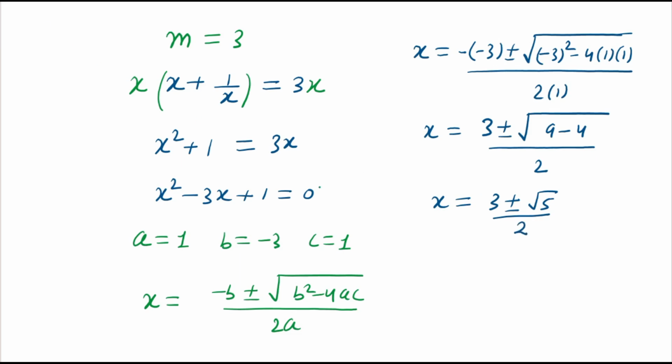Here we have two real solutions. The first solution, x1 = (3 + sqrt(5)) / 2, and the second solution, x2 = (3 - sqrt(5)) / 2.